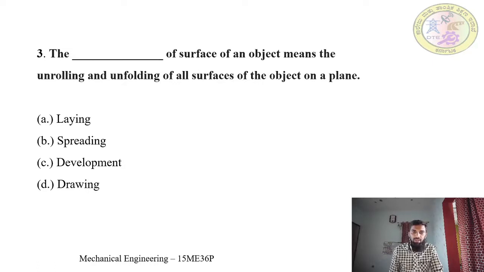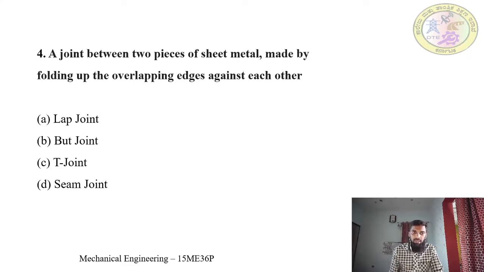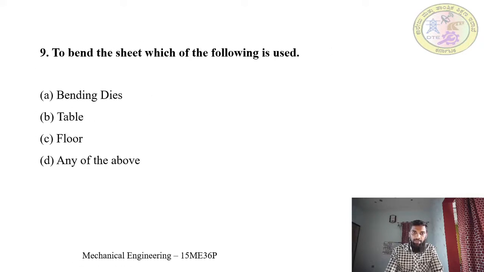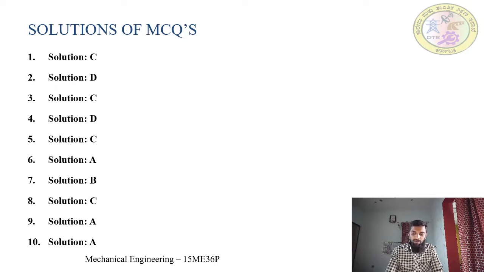The dash of surface of an object means the unrolling and unfolding of all surfaces of the object on a plane. The joint between two pieces of sheet metal made by folding up the overlapping edges against each other. Which of the following is not the operation of development of cylinder? Likewise, you will have some more multiple choice questions, and finally you are having the solutions for this. Try to answer by your own and check your ability.